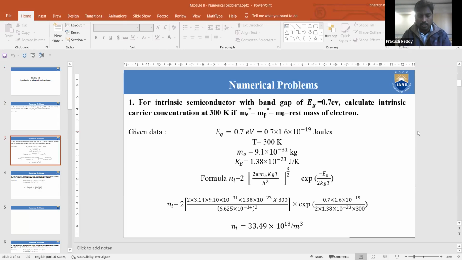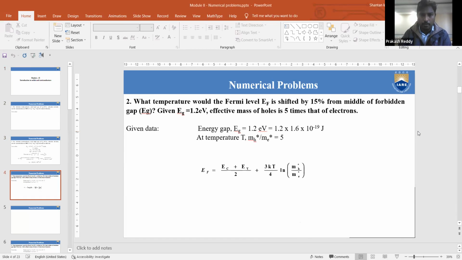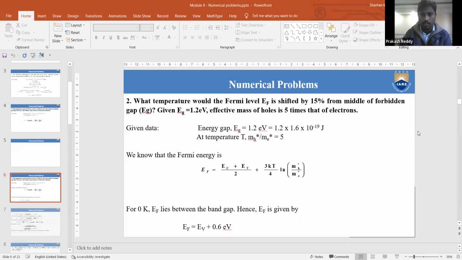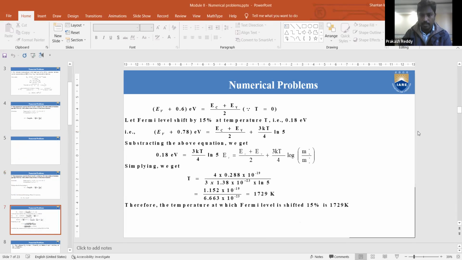This is the solution for the first one. Carrier concentration is 33.49 into 10 power 18 per meter cube. And coming to the second one, we need to find out at what temperature the Fermi level is shifted by 15% from the middle of the forbidden energy gap. That one also we solved yesterday: at 1729 Kelvin, the Fermi level is shifted 15% from the middle of the forbidden energy band.